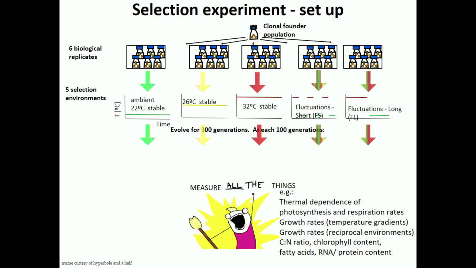We got our organism Thalassiosira pseudonana into the lab, made them clonal, and then grew them in three stable environments, 22 degrees, 26 degrees, and 32 degrees, and then importantly, we had two fluctuating environments. One that was fluctuating every 4 to 5 generations between 22 and 32 degrees, that should select for plasticity, and then another one that was fluctuating between 22 and 32 degrees every 40 generations, which is kind of mean because it's too short for them to actually track the environment, but it's a little bit long for a plastic response.